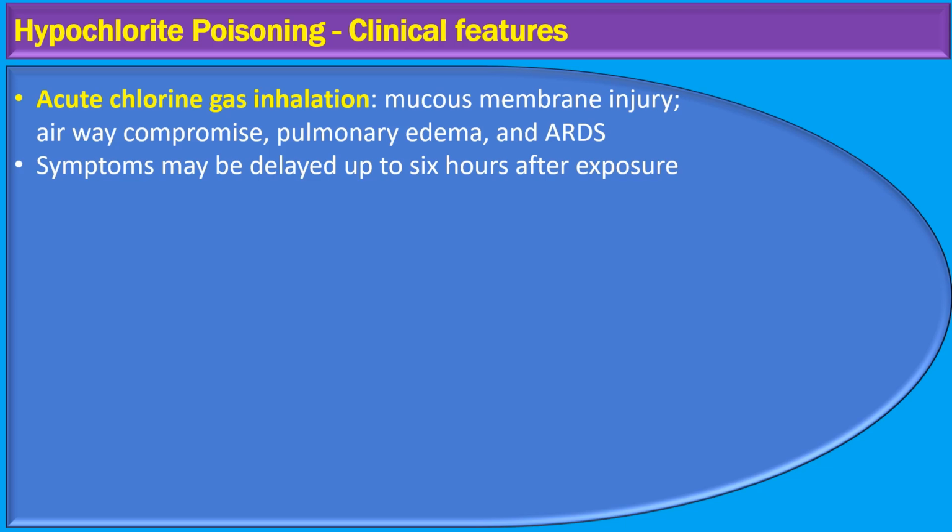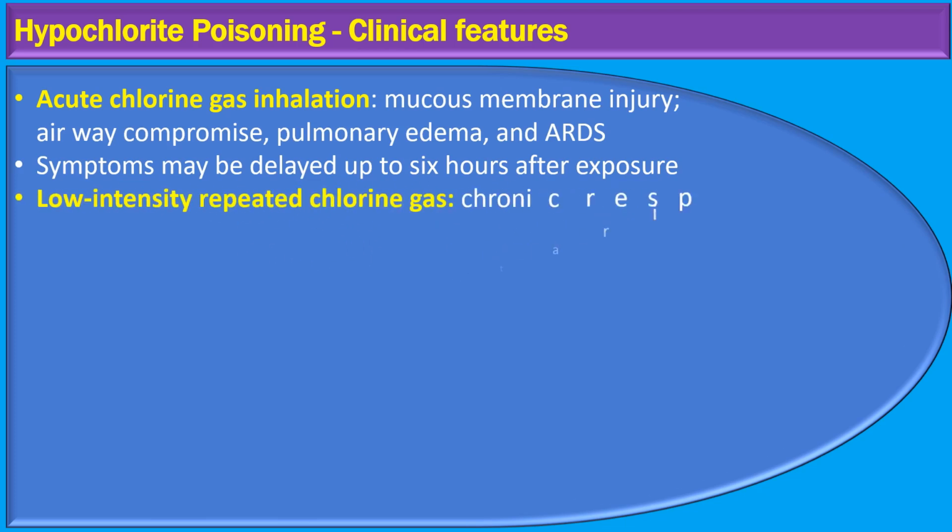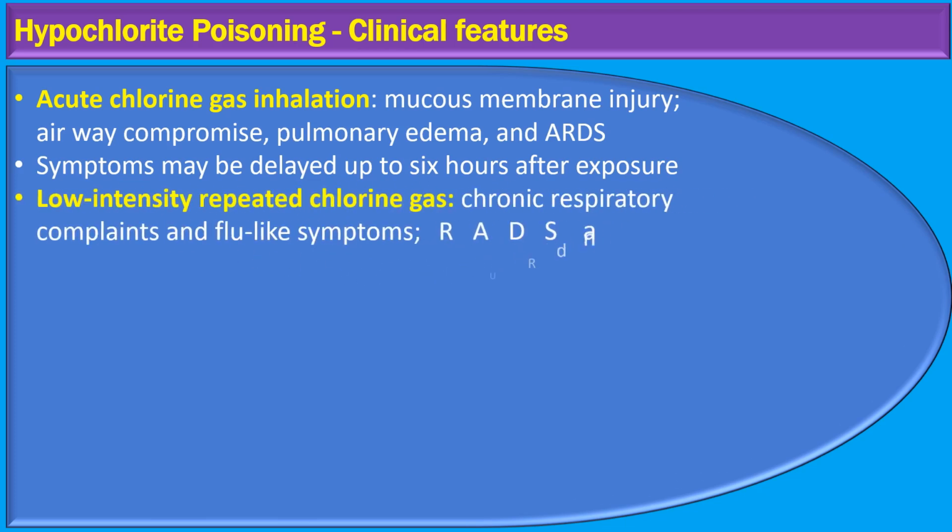Repeated low-intensity exposure to chlorine gas can result in chronic respiratory issues and symptoms similar to the flu. Over time, this may lead to reactive airways dysfunction syndrome and reactive upper airway dysfunction syndrome. Contact with dermal hypochlorite can cause allergic reactions or irritant contact dermatitis, while exposure to liquid or aerosolized hypochlorite can lead to irritant conjunctivitis and chemosis.